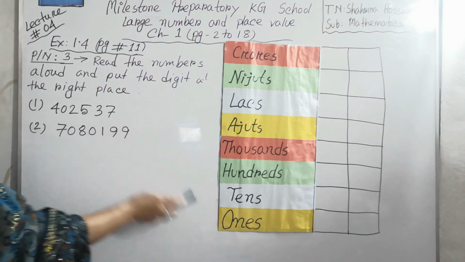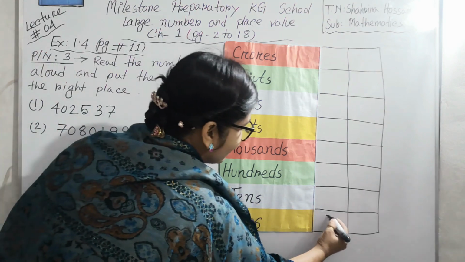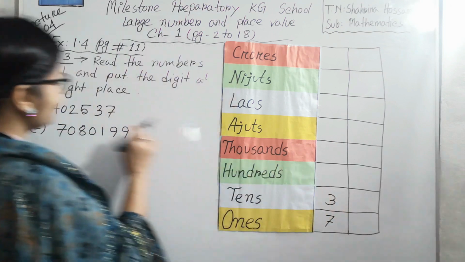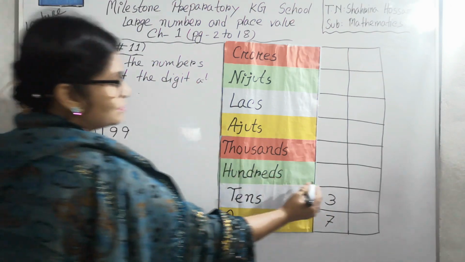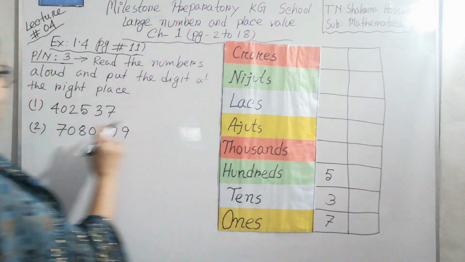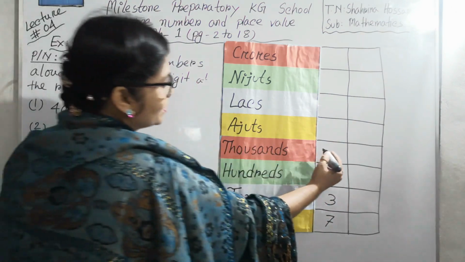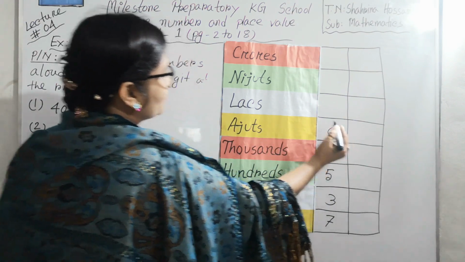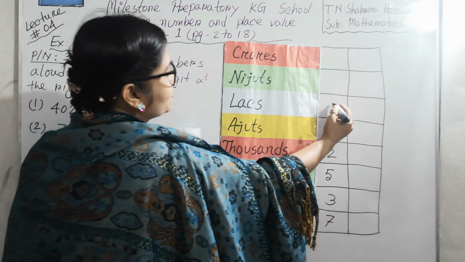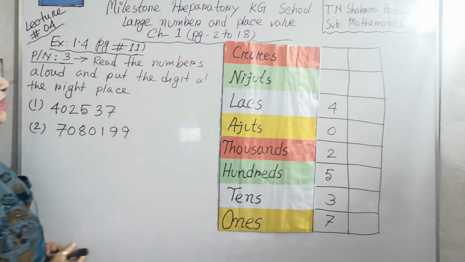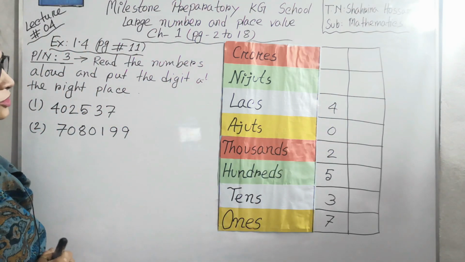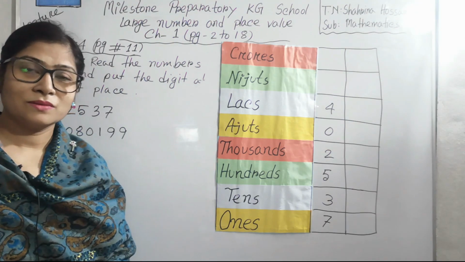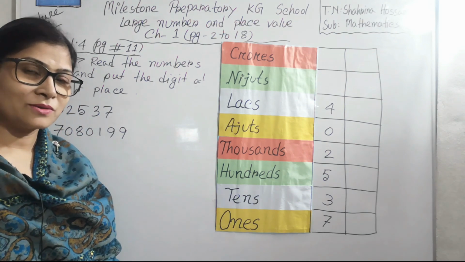7's position is ones, so 7, 3 tens, 5 hundreds, 2 thousands, 0 ten-thousands, and at last 4. That means my number is 4,02,537. Now I will put the second number also as it is.